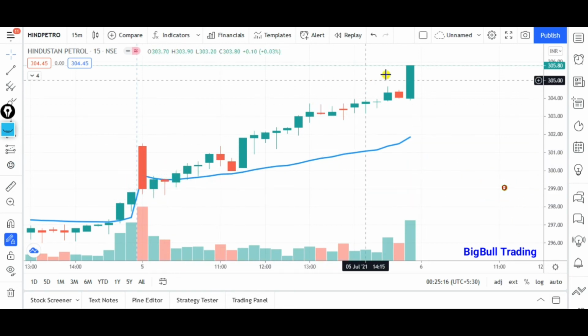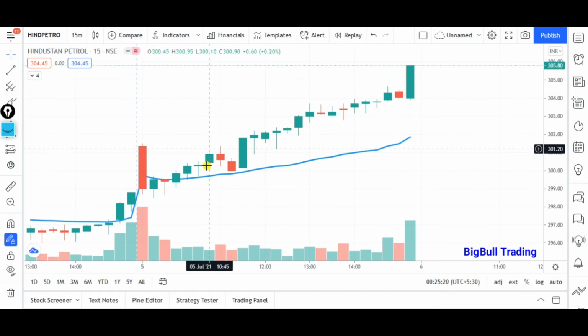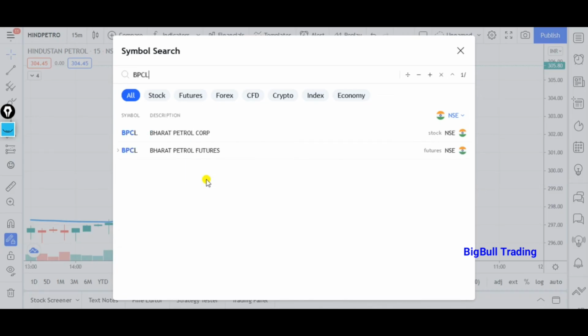298.95, and you can see how much rally you get. For increasing the profit, you can trail the stop loss also. By trailing the stop loss, you can increase the profit. We always want a bigger profit, and at the time of loss, we want a smaller loss. So for loss, we always use 1 bar or 2 bar for stop losses. I will show you another example.